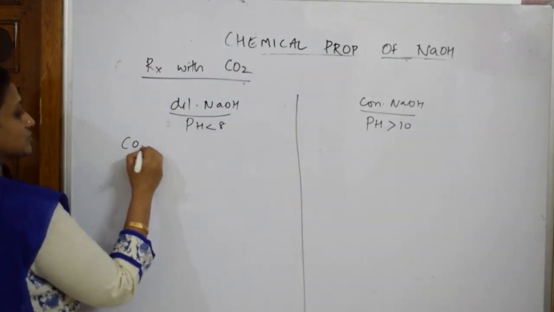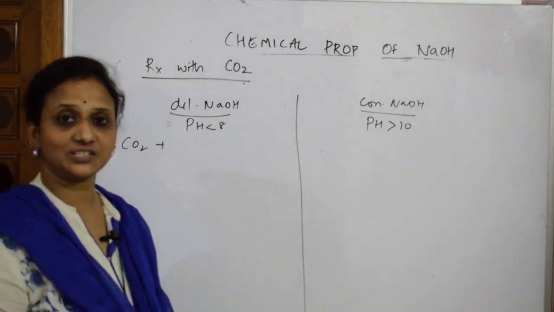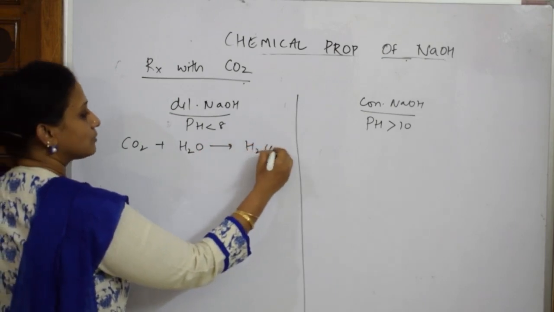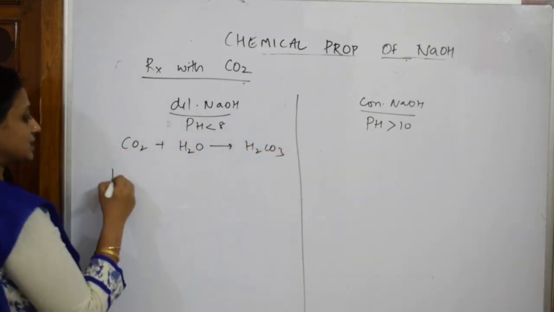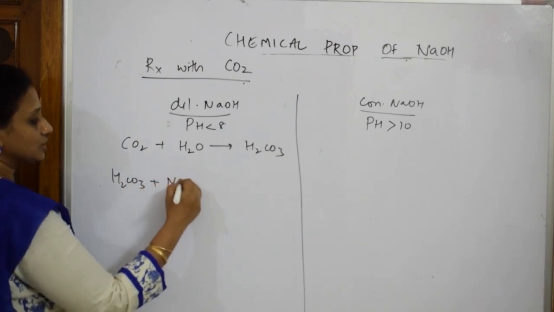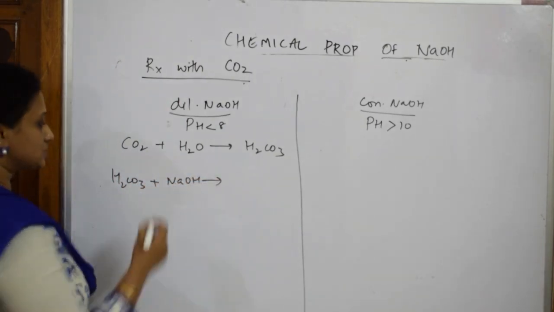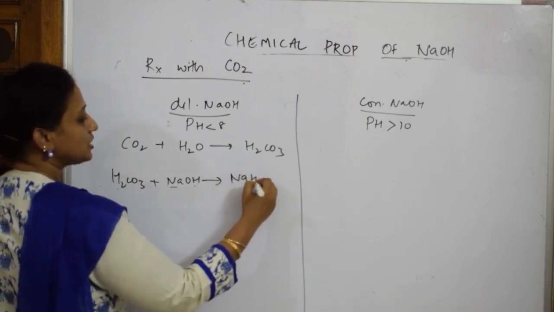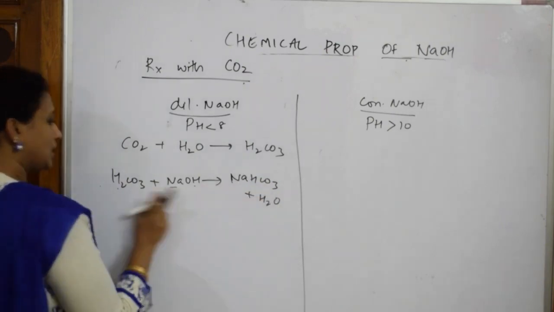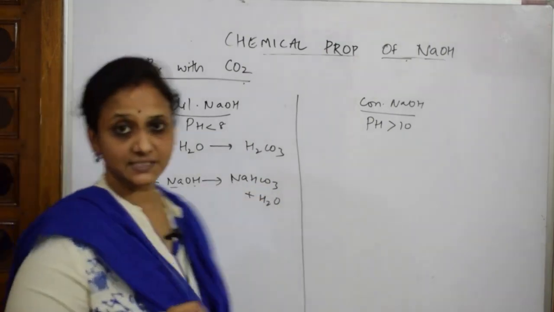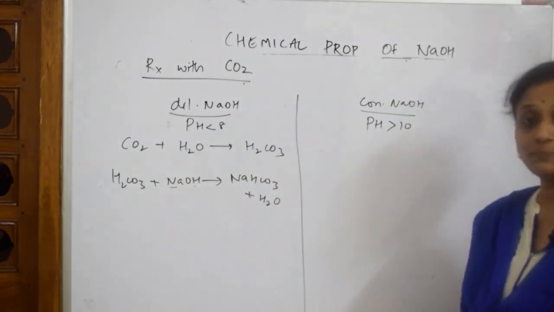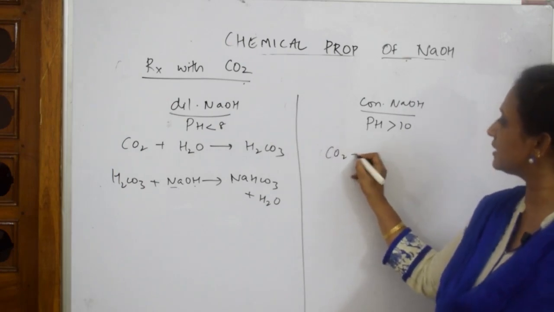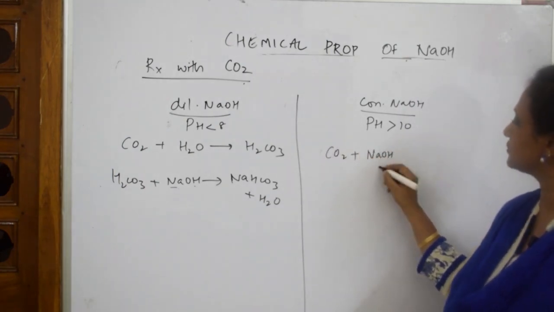Now when I take carbon dioxide with dilute, it will not react directly. First important thing, it's going to combine with water and form carbonic acid. Now this carbonic acid is going to combine with your caustic soda and then form products. What is the product? It's going to form NaHCO3, that is sodium bicarbonate, and the leftover water. That's the first important thing. Now when you take the concentration of sodium hydroxide higher, that means concentrated, your carbon dioxide directly combines with the concentrated sodium hydroxide.